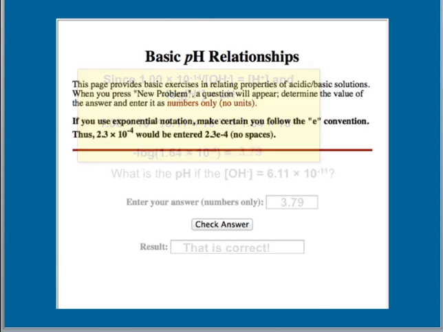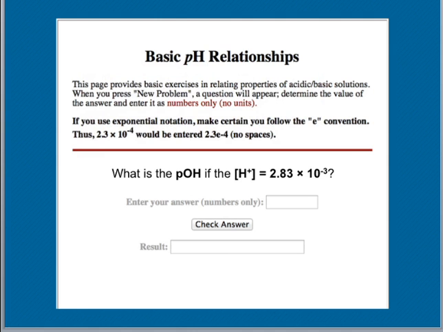One more from this one. Oh, this is simple. What's the pOH if the hydronium is this guy? What do we remember about pH and pOH? They always add up to what? 14. They always add up to 14. So all we have to do is convert hydronium into pH. And we know that pH plus pOH must be 14.